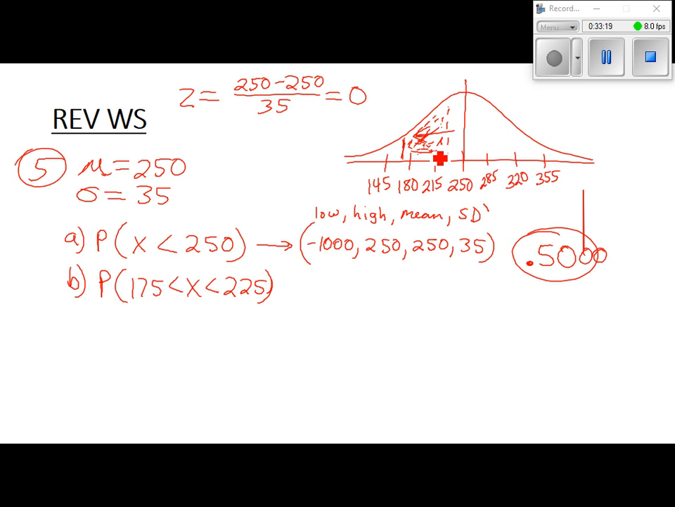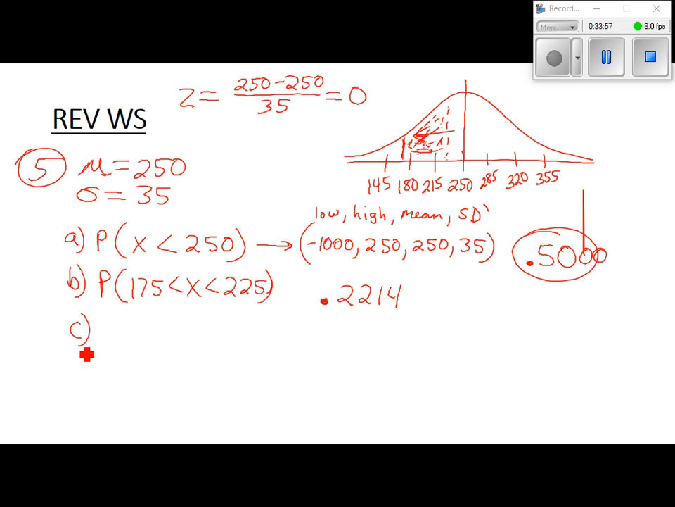Somebody punch that in. How would you punch that into your calculator? Wouldn't you just put in your limits again? That's your low, that's your high, 250 and 35. Just punch in what they give you. 0.2214. Is that what you said? Yeah, 22%. So about 22% of the bills should fall in that range.